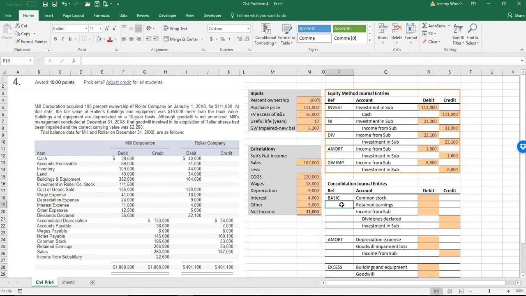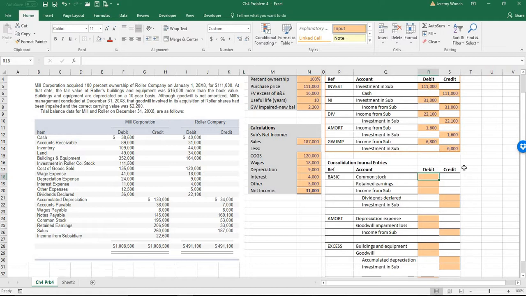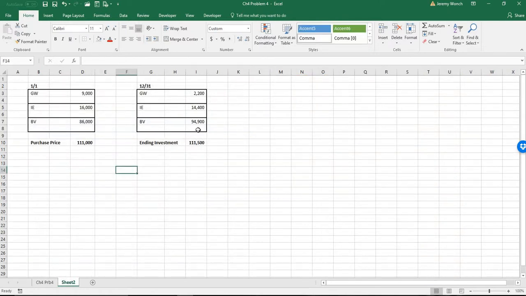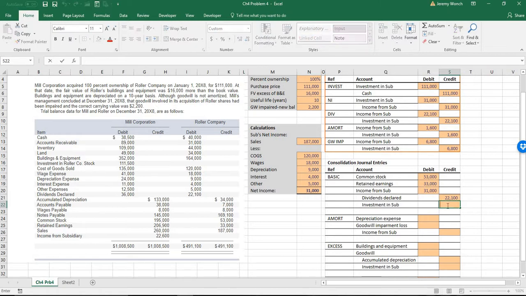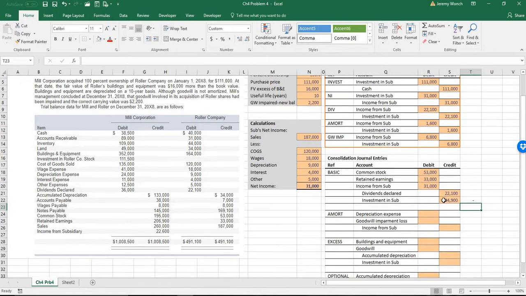So for the consolidation journal entries, let's do our basic journal entry, which first we reduce out our beginning equity of the subsidiary. So common stock is going to be 53,000, retained earnings is 33,000, and our income from the subsidiary we calculated at 31,000. Then we go ahead and subtract out our dividends, and so that is 22,100, and then we need to take out the book value of the investment, and so we calculated that over here at 94,900. Now let's make sure that our journal entry balances, so we'll add up our debits and we'll subtract our credits, and so good. Okay, our journal entry balances, good news.